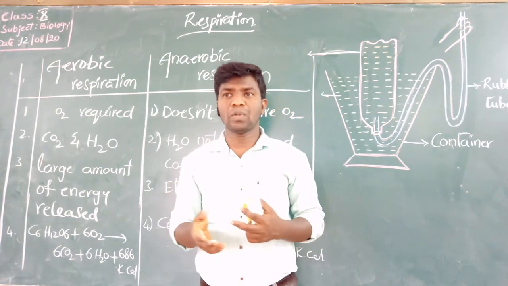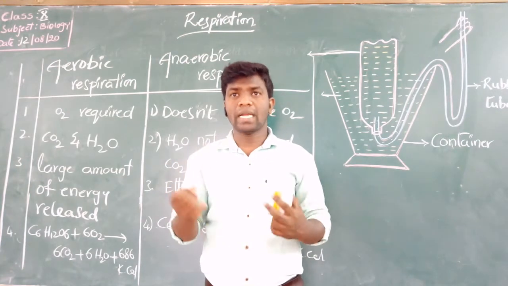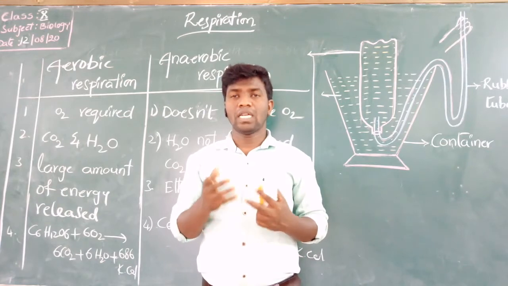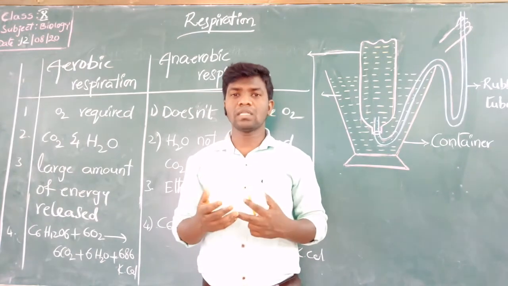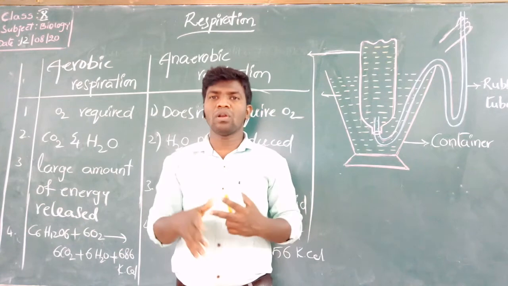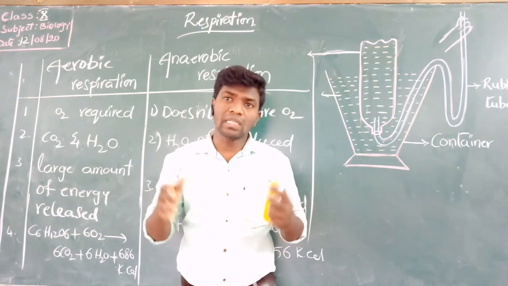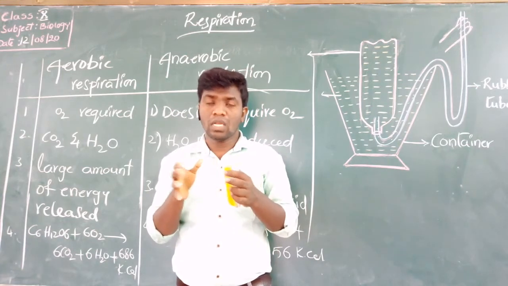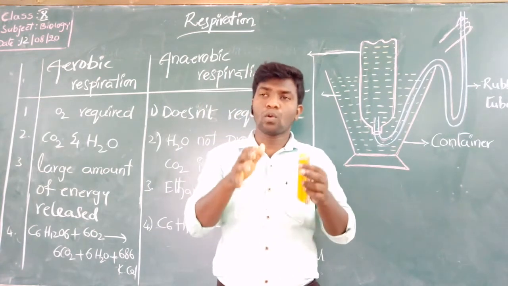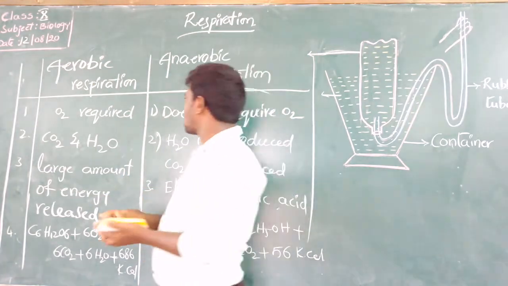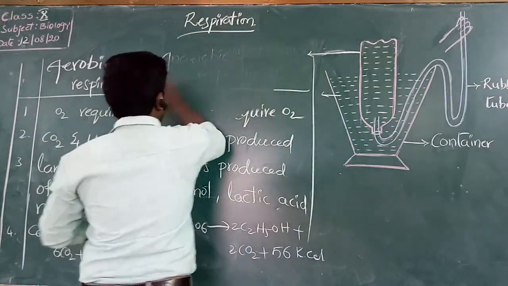In anaerobic respiration, bacteria like Clostridium botulinum, yeast, tissues, muscles and some parasites are involved. In all these processes, glucose is converted into pyruvic acid.